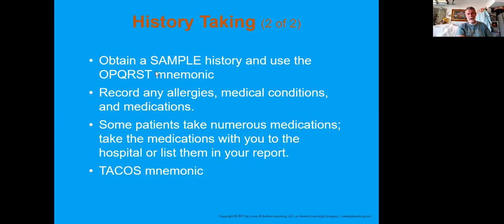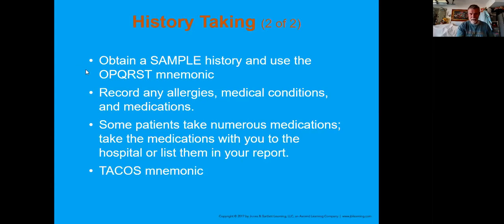OPQRST, I like to put a little I in here as well. Explain what that stands for as we move through. But onset, provocation, quality, radiation, severity, and time, right? Those are all questions that when we ask a patient experiencing one of those potential issues, they give us a little clue to what could be going on with them, right?